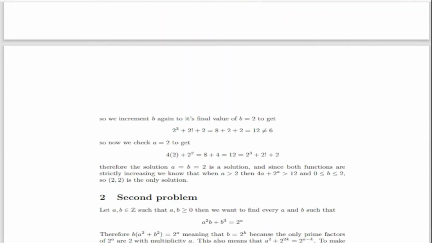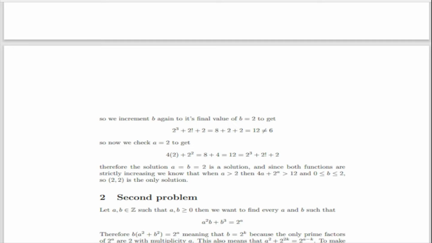So we need to increment b one more time, which is the final value that it can be, which is b equals 2, to get 2 cubed plus 2 factorial plus 2 equals 8 plus 2 plus 2, which equals 12, which is not equal to 6. So now we need to check a equals 2 or something higher to get 4 times 2 plus 2 squared equals 8 plus 4, which equals 12, which is exactly what we're looking for. Therefore, a equals b equals 2 is a solution.